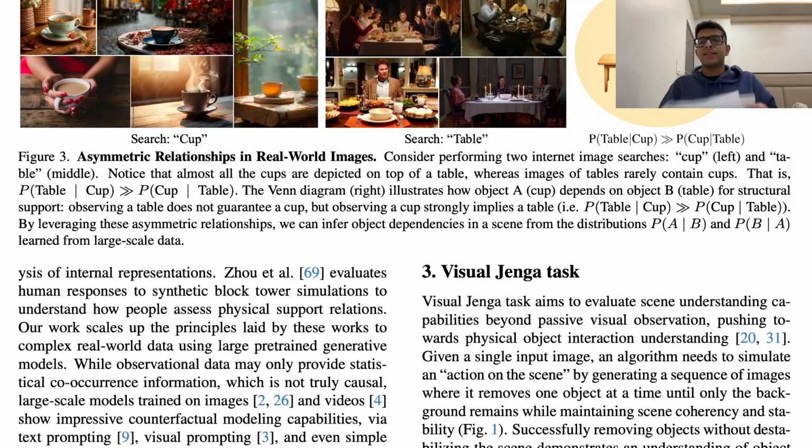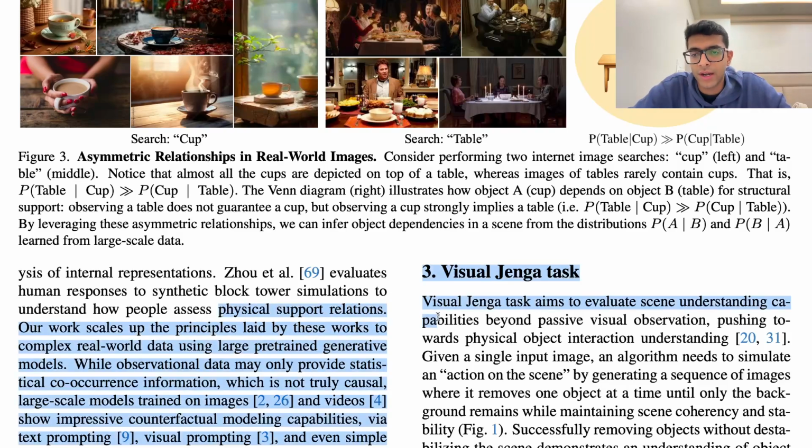For example, if we do a Google search for an image of a cup, the cup will never be without a table. But if we just search for a table in Google, there will be many instances where the cup may not even be present. So that shows that there's an internal understanding between the cup and the table that it always has to be there for the cup. And this is the kind of thing we're actually working towards, where we understand again the physical support relations.